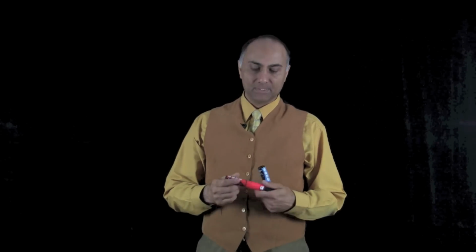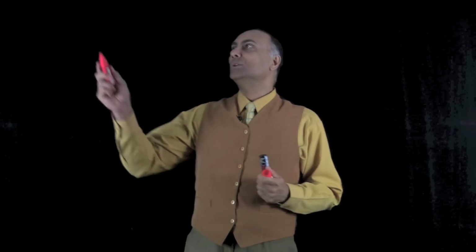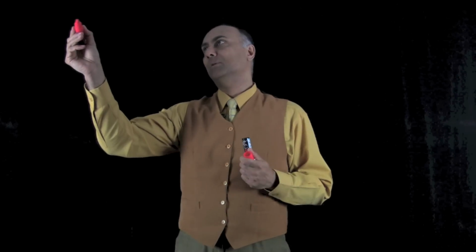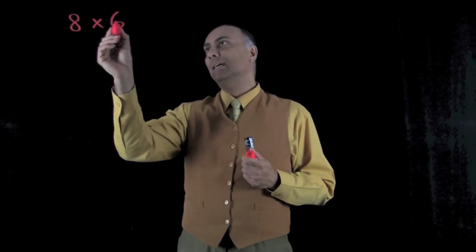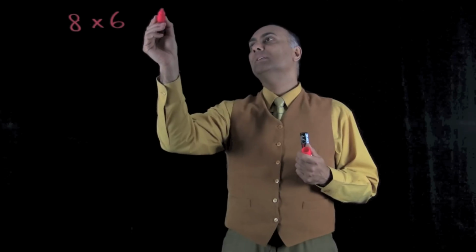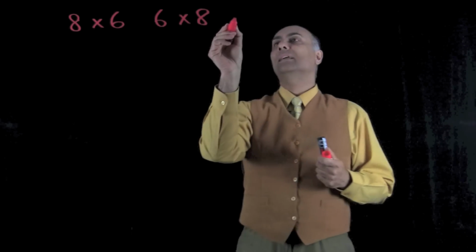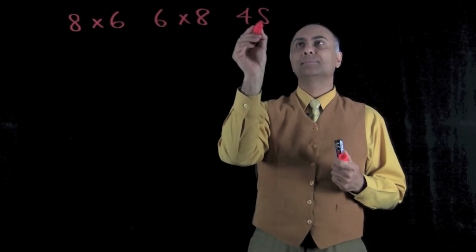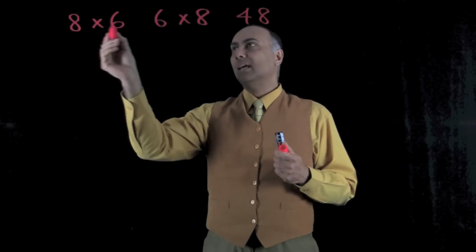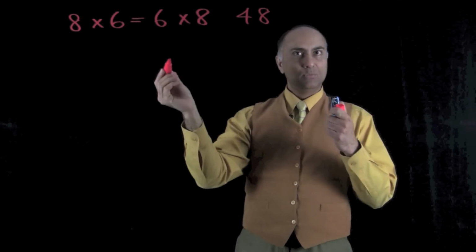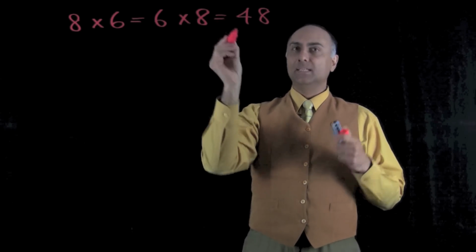When you multiply numbers together, it doesn't matter the order in which you multiply them. For example, whether you do 8 times 6 or you do 6 times 8, it's still 48. So 8 times 6 is equal to 6 times 8 is equal to 48.